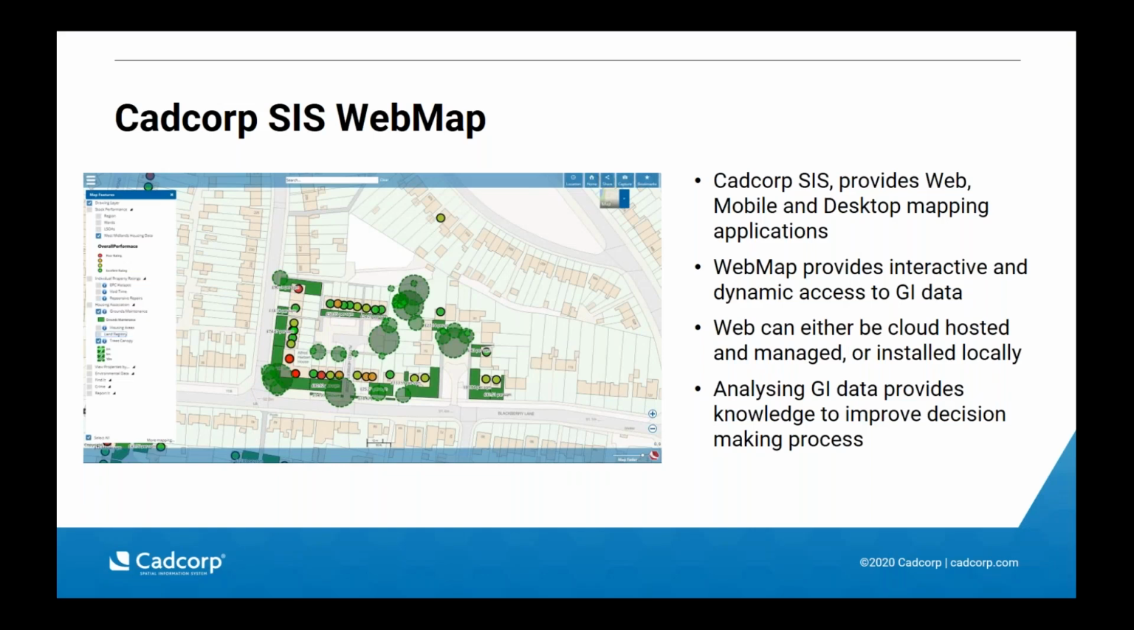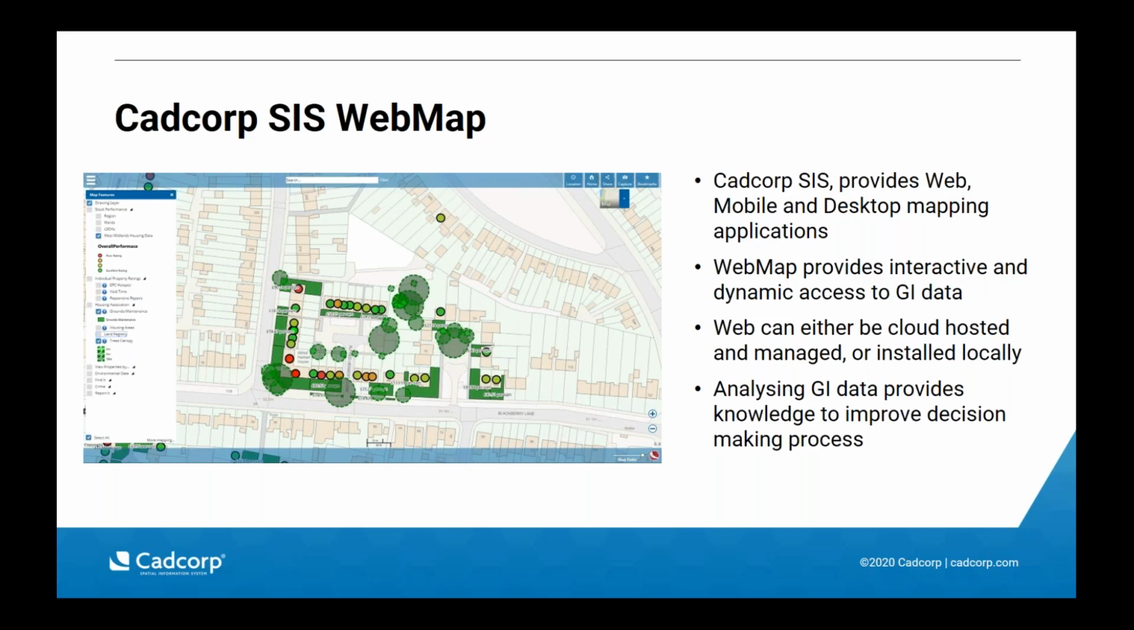So CAD Corp Sys Webmap, just to introduce the technology that is utilized in this integration to start with. So CAD Corp Sys provides, as I mentioned, web, mobile, and desktop mapping applications. And CAD Corp Sys Webmap is our most popular web mapping application. And this is an interactive and dynamic access to geographical data. It allows you to pan and zoom on a map as you'd expect from a mapping application. But in addition to that, you can analyze the data that's made available. So you can click on features and see all of the attributes associated with that.